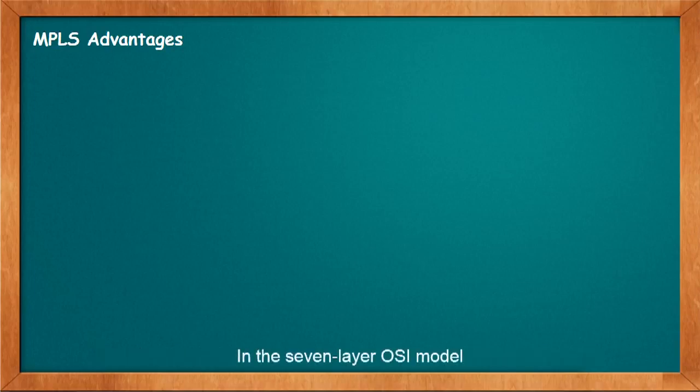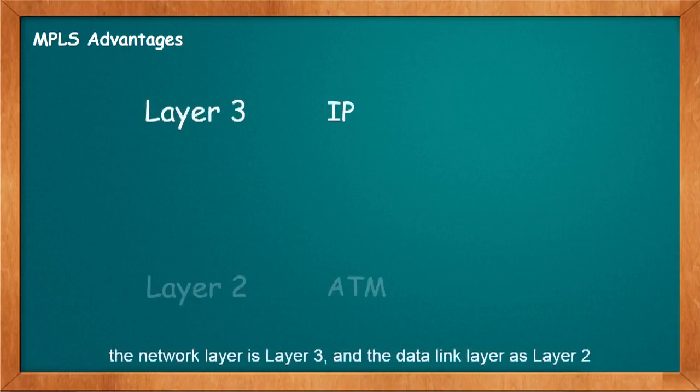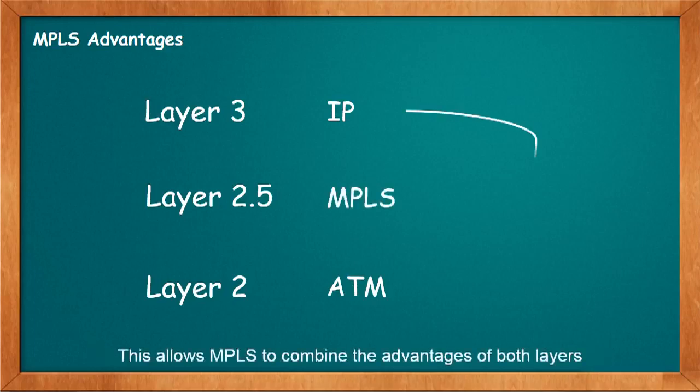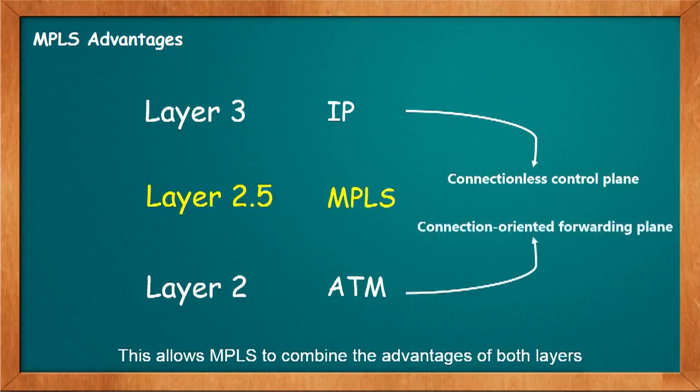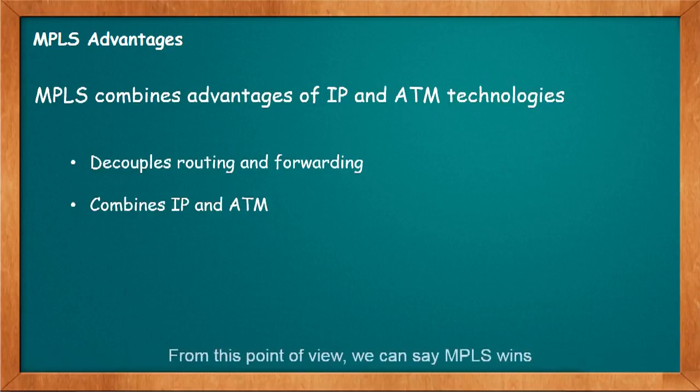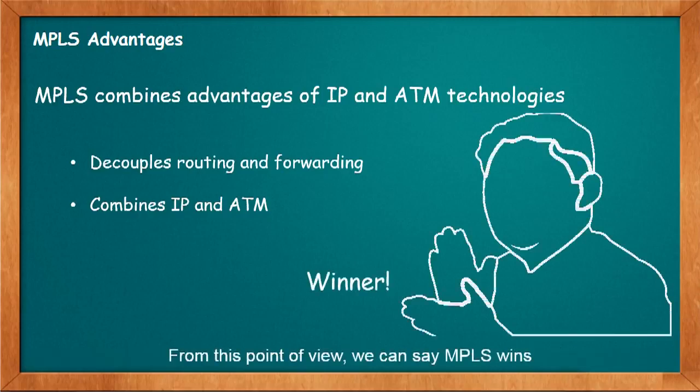In the 7-layer OSI model, the network layer is layer 3, and the data link layer is layer 2. Being compatible with both layers, MPLS is positioned at layer 2.5. This allows MPLS to combine the advantages of both layers. Just as two heads are better than one, MPLS has the advantages of both layer 2 and 3. From this point of view, we can say MPLS wins.